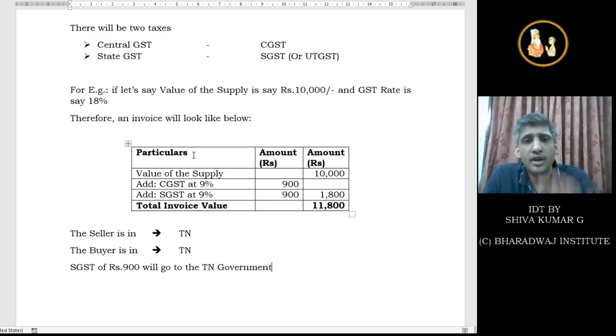Therefore, we are only talking about the SGST component, the state GST component. So that component, who's going to take? Is it Tamil Nadu Edappadi Sir, or Kerala Pinarayi Vijayan, or Andhra Jagan Mohan Reddy, or Telangana KSR? We have to decide that. So the SGST of 900 in an Andhra to Andhra transaction will go to which state government? Sir, it will go to Andhra, sir.